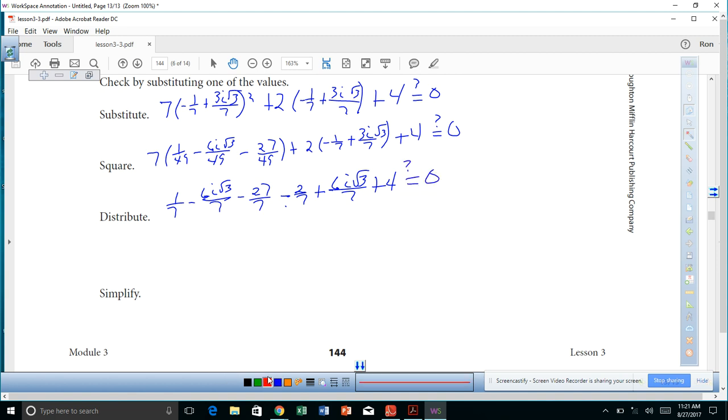Now let's see if we can clean this up a little bit. Notice this and this are the same thing, so we can cancel those out. Good deal. And now we've got, well, let's see here, negative 1/7 minus 27, that's going to be negative 28 over 7 plus 4, and we're checking to see if that equals 0. That's going to be negative 4 plus 4, and that equals 0, so it worked. 0 equals 0. Good deal.